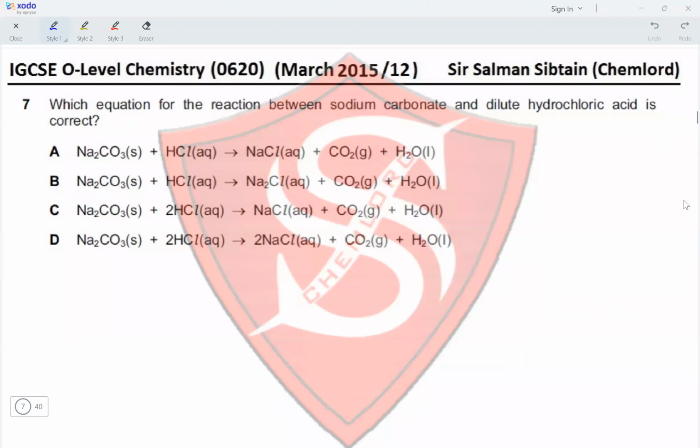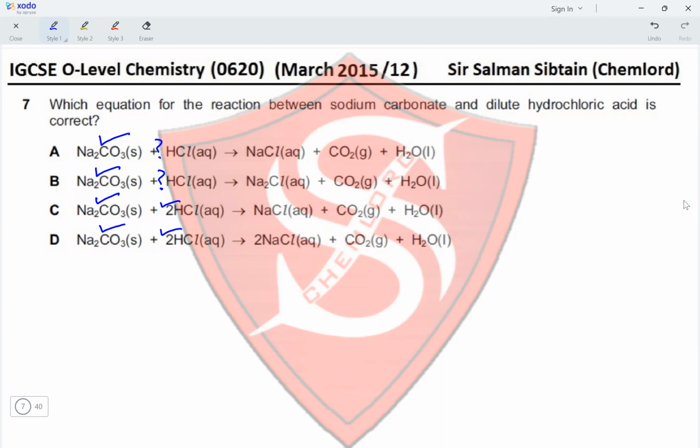Question 7. Which equation for the reaction between sodium carbonate and dilute hydrochloric acid is correct? So sodium carbonate solid is present in all four equations. HCl. So since we have 2 Na, we should have 2 HCl. So this eliminates options A and B.